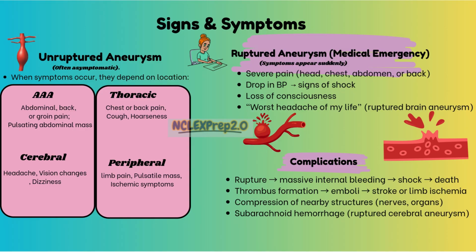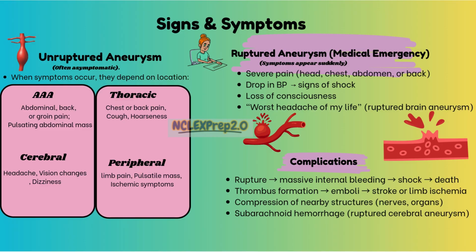Let's talk about the signs and symptoms. Usually, before aneurysms rupture, the patient may not even realize they have an aneurysm somewhere. Literally, they are asymptomatic unless the swelling aneurysm is pressing on a nerve or something, or they form clots that embolize and cause a PE or a stroke. So, when symptoms occur, they depend on location.